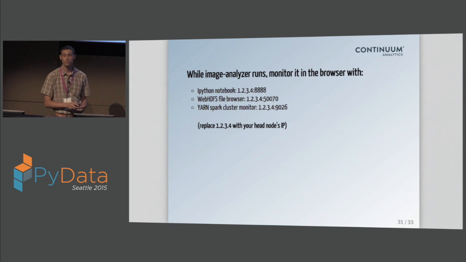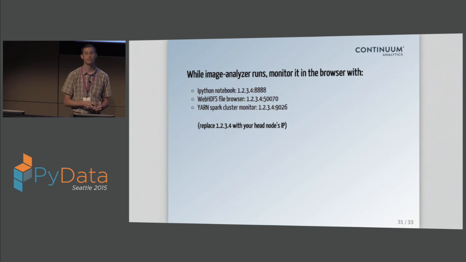Web HDFS is useful when you're doing Spark to check and see if files are appearing. Web HDFS is just a web browser of the Hadoop distributed file system. And then the Yarn cluster monitor basically tells you about the busyness of the cluster, whether it's taking all the capacity or whether it's hung waiting for something. And those are all configured automatically with Anaconda cluster. And there's a full list of all the services like this in the documentation and which port to find them on.